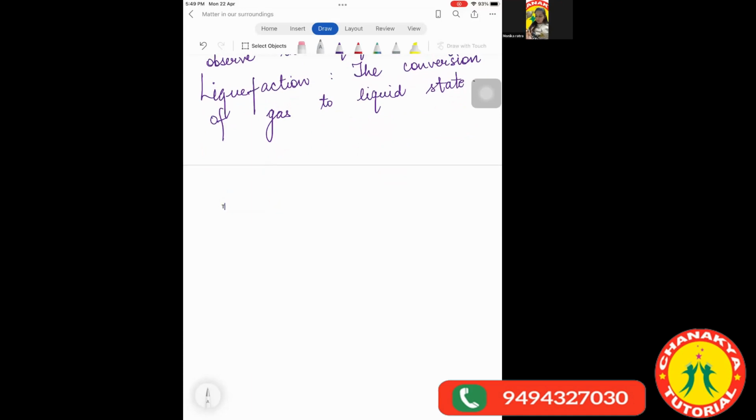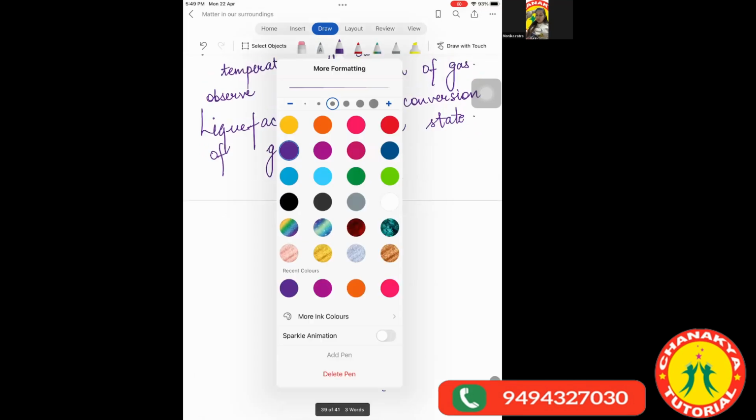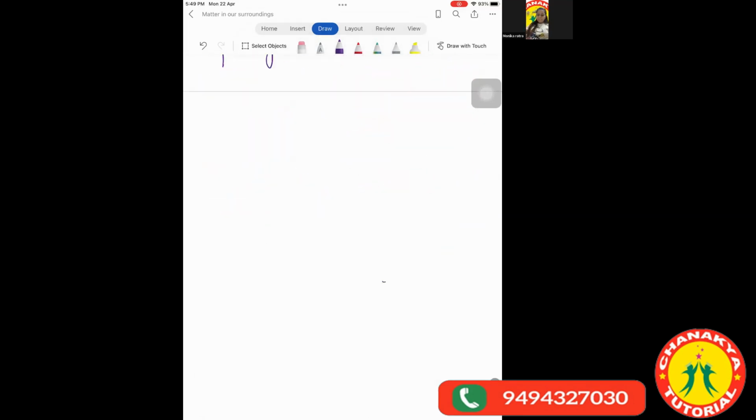So I'll introduce you all to just a new term, just the definition we are going to do today. And then we will do the rest in the next class. Next we have to study is evaporation.